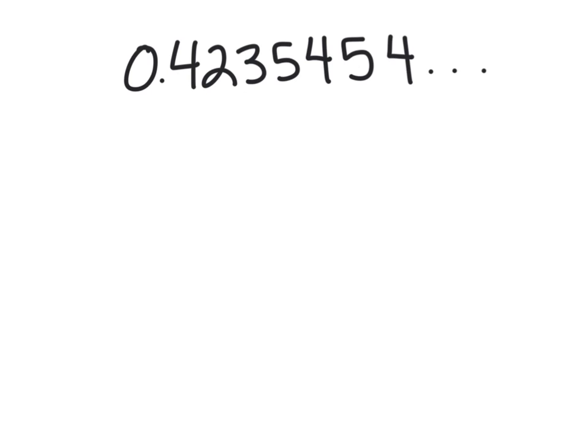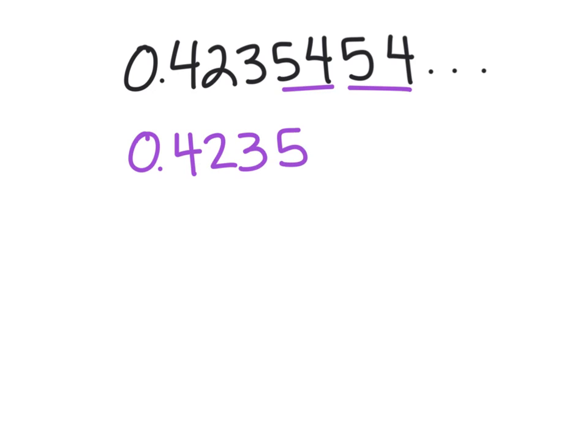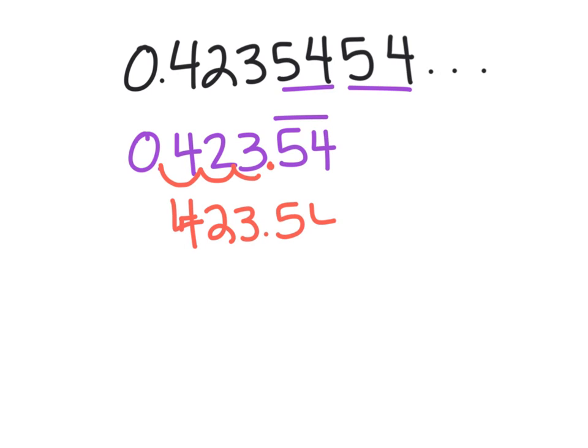All right, let's try one more. So this one, it looks like it says 423, 5454. Here's my repeating part. So let's go ahead and rewrite that. It's the same as 0.423, and then the 54 is what's repeating. This time, I want to get just the repeating part by itself, remember? So I am going to move the decimal over 1, 2, 3 spots. So it's going to end up being 423.54 repeating.